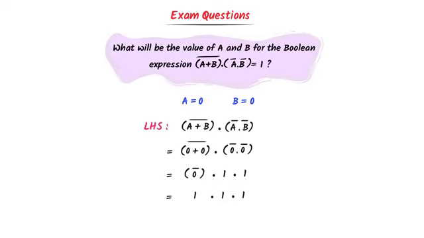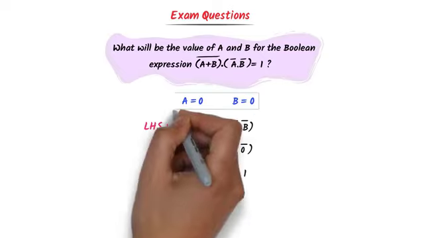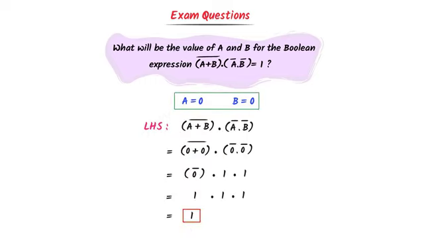We know that 1 dot 1 dot 1 is equal to 1. Therefore, if we take the values of A and B as 0, we get 1. Hence, the value of A is 0 and the value of B is 0.